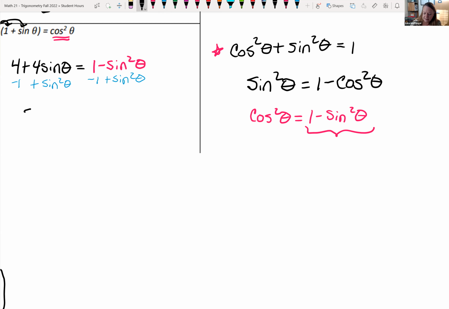In doing that, we get sine squared theta plus 4 sine theta. 4 minus 1 is 3, so plus 3 equals 0. Notice this is factorable.